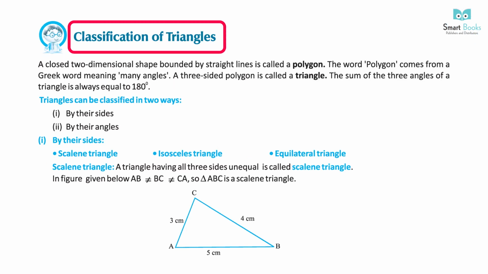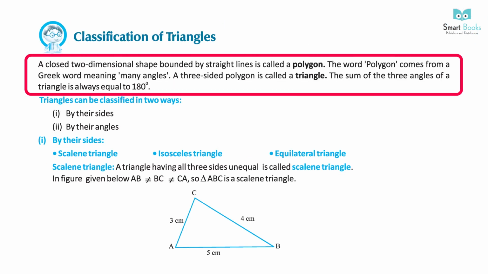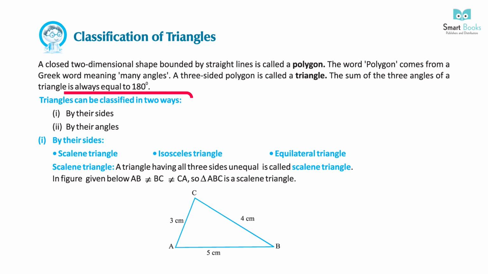Classification of triangles. A closed two-dimensional shape bounded by straight lines is called a polygon. The word polygon comes from a Greek word meaning many angles. A three-sided polygon is called a triangle. The sum of the three angles of a triangle is always equal to 180 degrees. Triangles can be classified in two ways. First, by their sides. Second, by their angles.